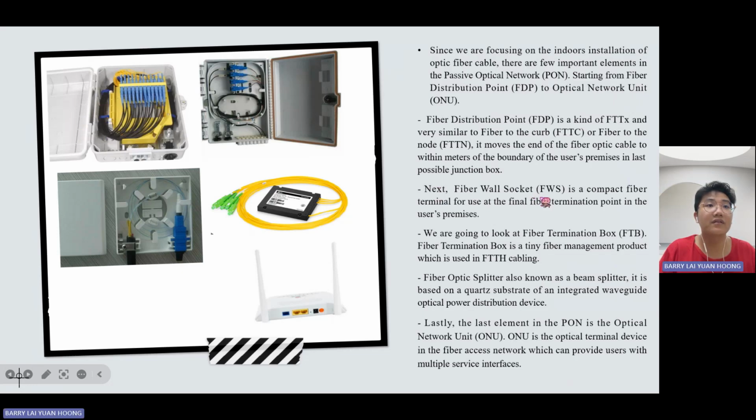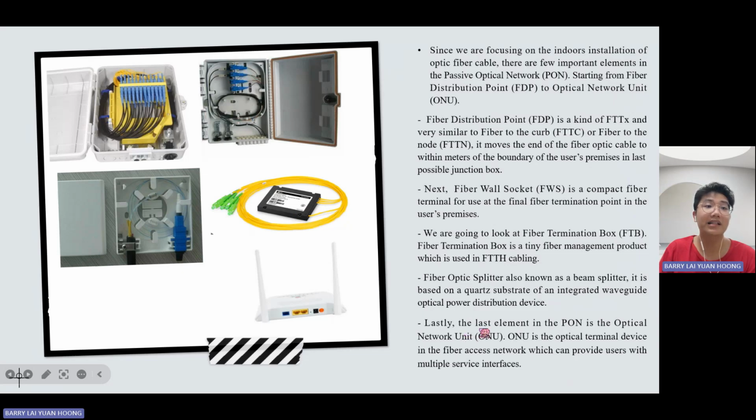And next, the fiber wall socket (FWS) is a compact fiber terminal for use at the final fiber termination point in the user's premises. The second diagram is the fiber wall socket. Next, we are going to look at the fiber termination box (FTB). The fiber termination box is a tiny fiber management product which is used in FTTH cabling. This is the fiber termination box (FTB). And next one is the fiber optic splitter, also known as a PLC splitter. It is based on a quartz substrate of an integrated waveguide optical power distribution device. And this is the fiber optic splitter.